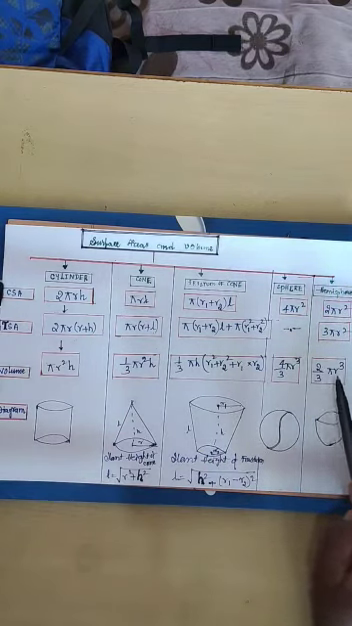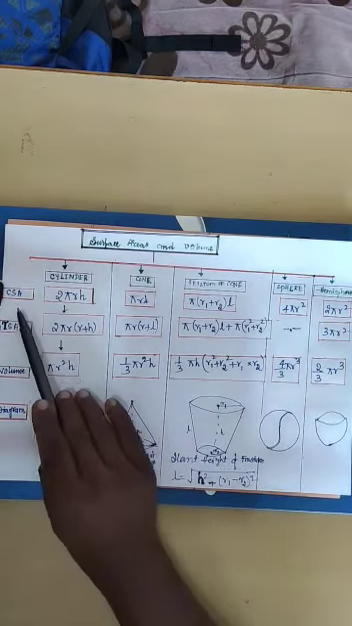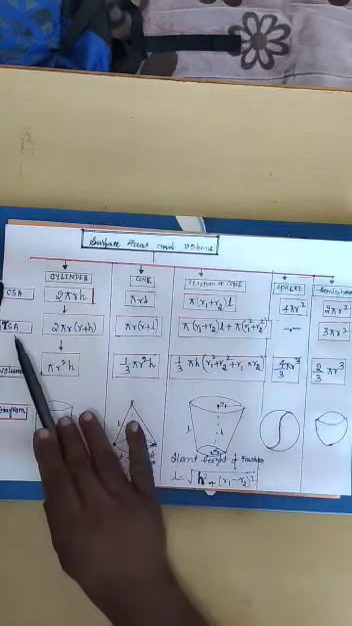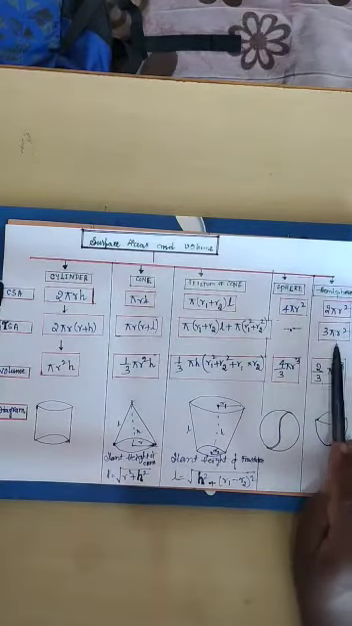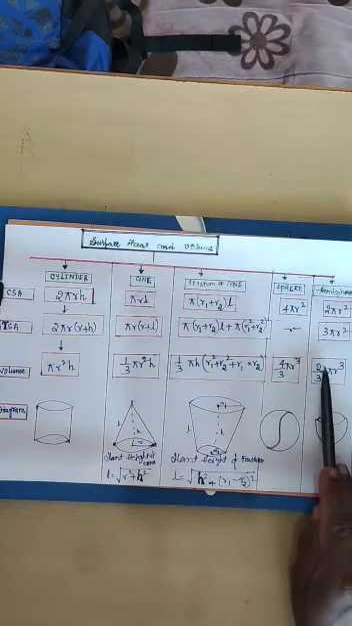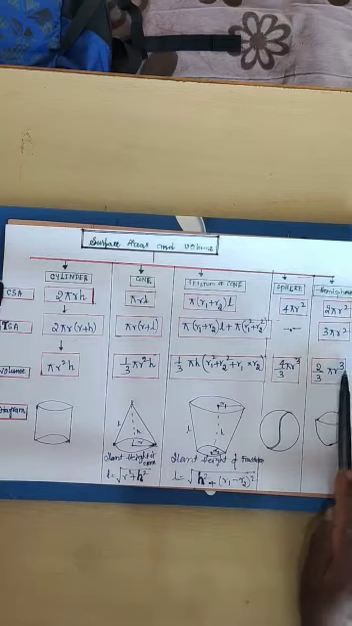I will repeat once again. Curved surface area of hemisphere is 2 pi r square, total surface area of hemisphere is 3 pi r square, and the volume of hemisphere is 2 by 3 pi r cube.